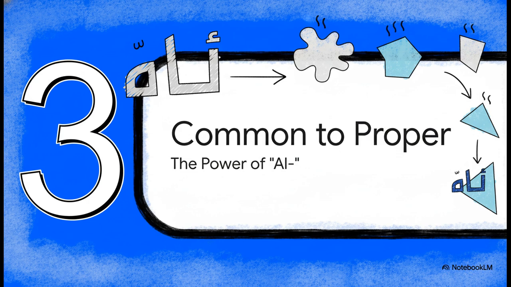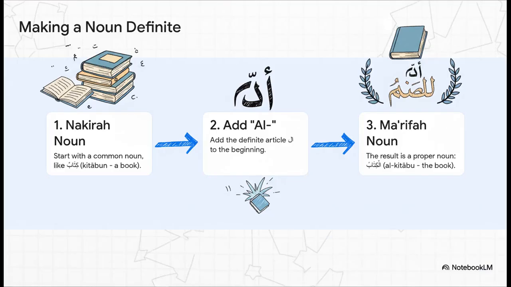So, what about everything else? All those other common nouns? How do we take a nakirah noun and make it specific? Well, this is where Arabic's definite article comes into play, and it is incredibly important. The process itself looks dead simple. You start with your indefinite noun, like kitabun, which means a book. Then you just stick the definite article al right on the front, and boom, you get al-kitabu, the book.